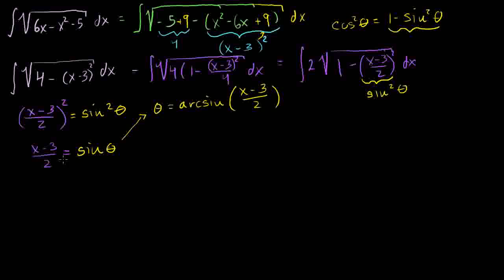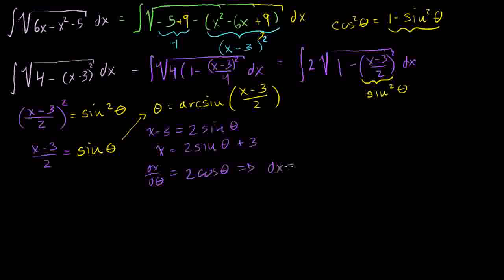If we multiply both sides of this equation by 2, we get x minus 3 is equal to 2 times the sine of theta, or that x is equal to 2 sine of theta plus 3. Now, if we take the derivative of both sides with respect to theta, we get dx d theta is equal to 2 cosine of theta. Derivative of this is just 0. Or we can multiply both sides by d theta, and we get dx is equal to 2 cosine of theta d theta. And we're ready to substitute back into our original indefinite integral.